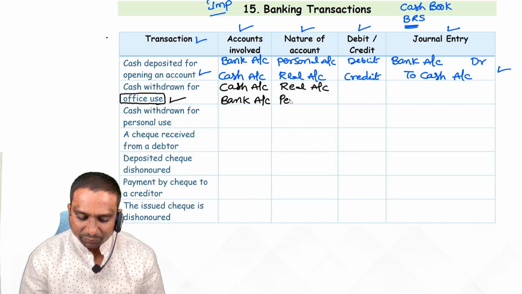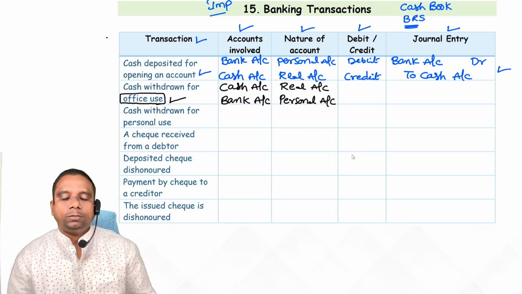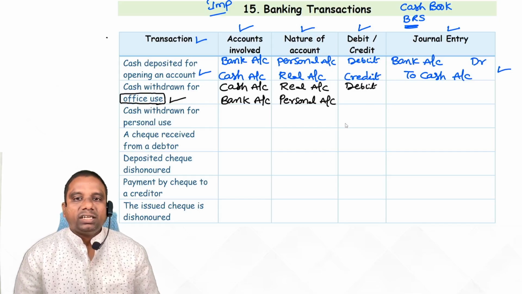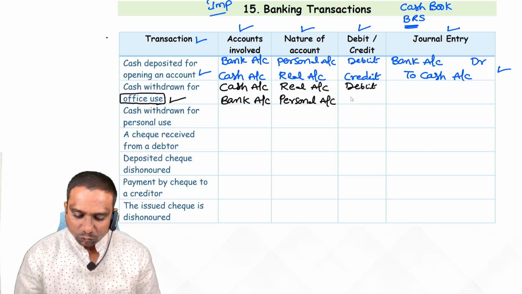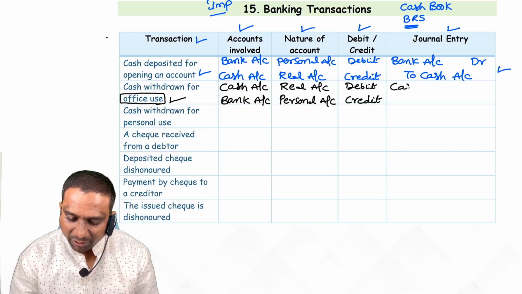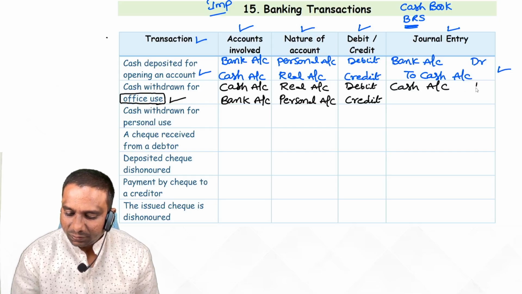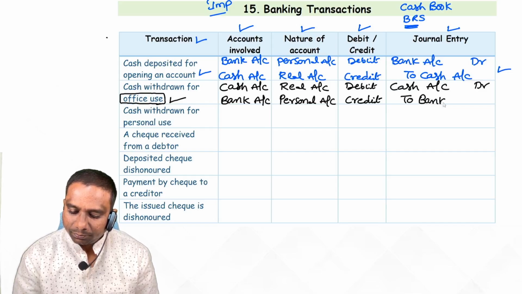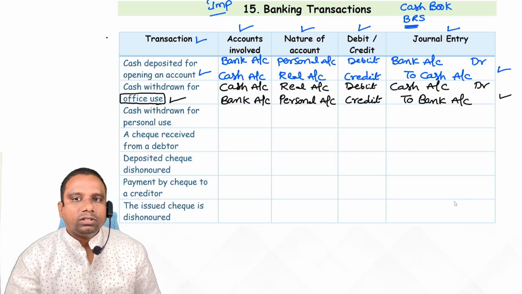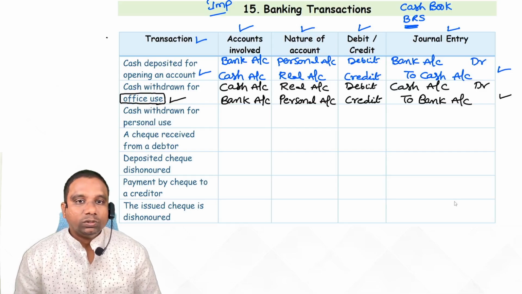Bank is personal. Now real account rule: debit what comes in, so debit. Personal account rule: credit the giver, so credit. What is the entry we record? Cash account debit to bank account. Is it clear, students? Next one.